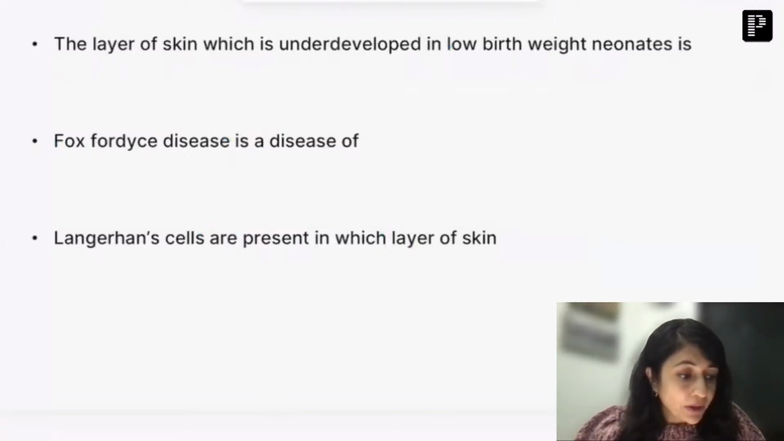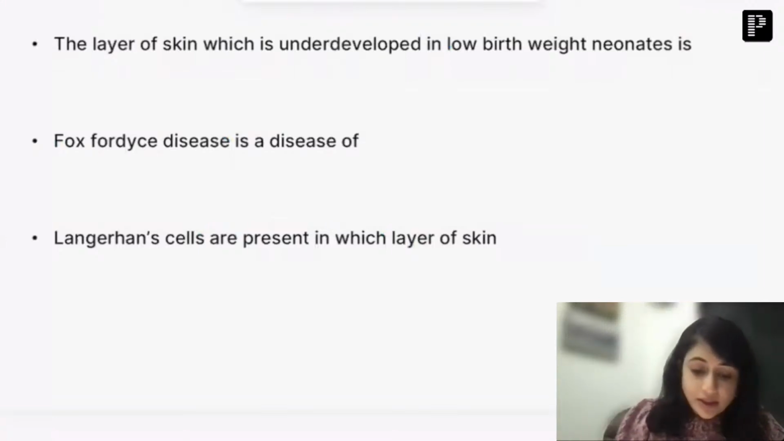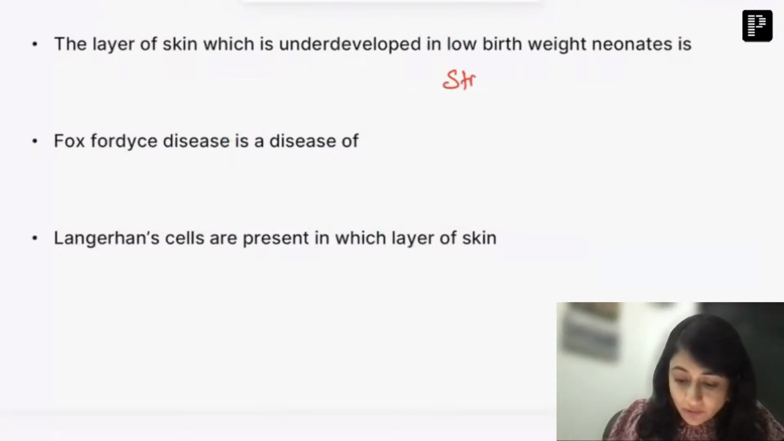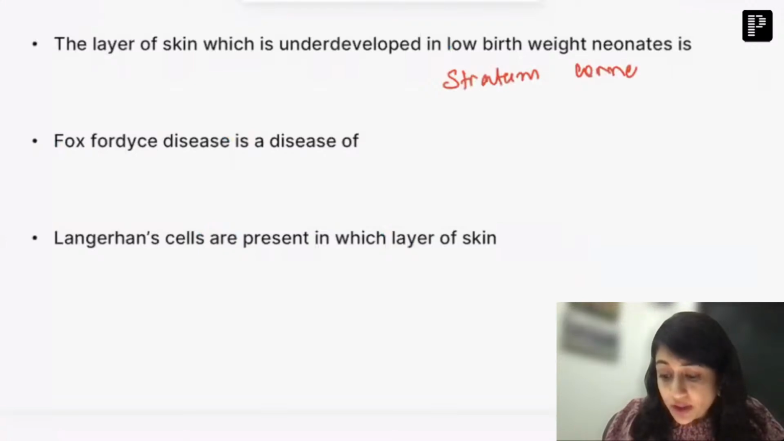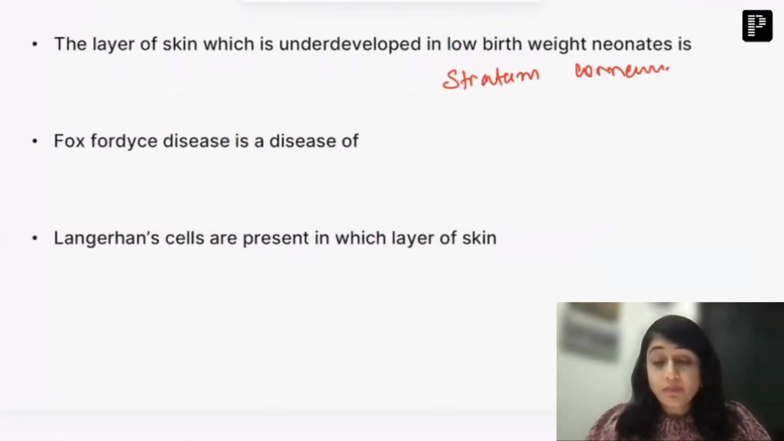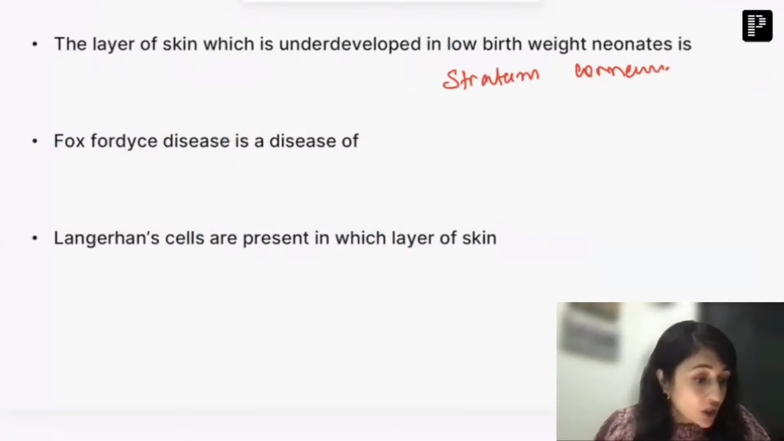Perfect. So you all know that it is the stratum corneum which is underdeveloped in low birth weight infants. This is because epidermis development happens from stratum basale, then upwards to stratum corneum. So if a neonate is born premature, the topmost layer of the skin, which is stratum corneum, will be underdeveloped. And you should be knowing that.